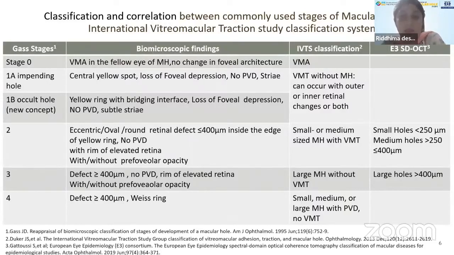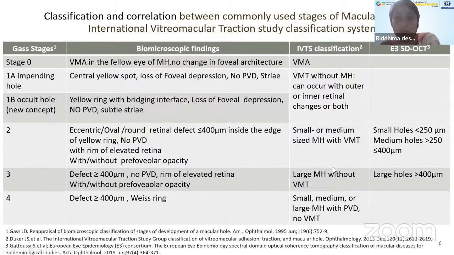The newer classification systems are OCT based. The IVTS classification was proposed in the year 2013. It has classified macular holes depending on the size, that is the minimum linear diameter, depending on the presence or absence of VMT, and depending on the cause into primary or secondary macular holes. Here they've introduced a new stage, stage 0, which is vitreomacular adhesion, where there is no change in foveal architecture. Stage 1 is VMT without a macular hole. Stage 2 are small or medium-sized macular holes with VMT. Stage 3 corresponds to large macular holes with VMT, and stage 4 corresponds to small, medium, and large holes with a complete PVD and no VMT.